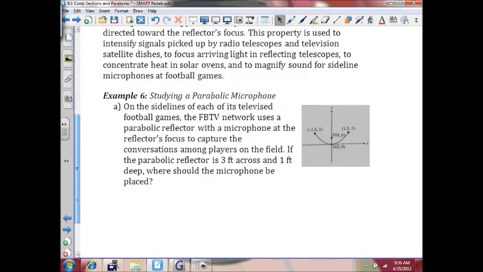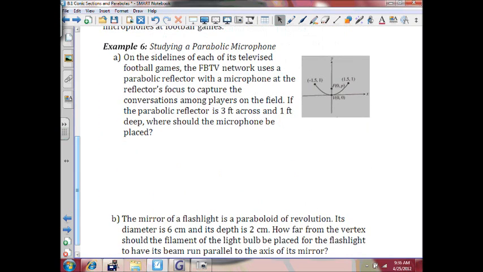In example 6, we're going to be studying a parabolic microphone. Every time you need to create a parabolic equation or figure out where the focus is going to be, use x squared equals 4py. That's the equation that we want to use, so please remember that on your homework.